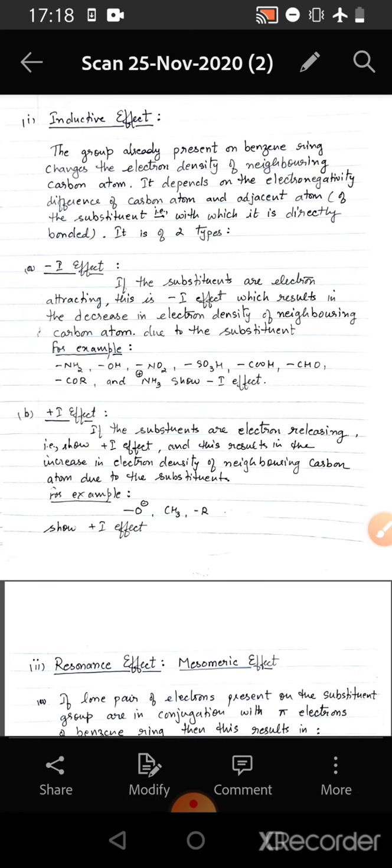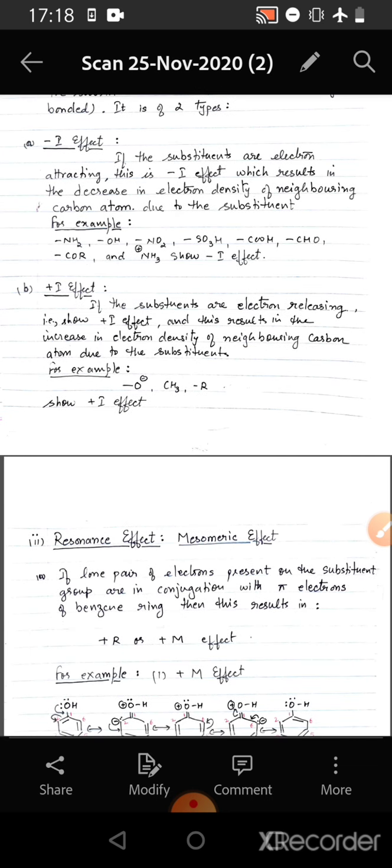First is inductive effect. The group already present on the benzene ring changes the electron density of the neighboring carbon atom. It depends on the electronegativity difference of the carbon atom and the adjacent atom of the substituent, that is, with which it is directly bonded. It is of two types.